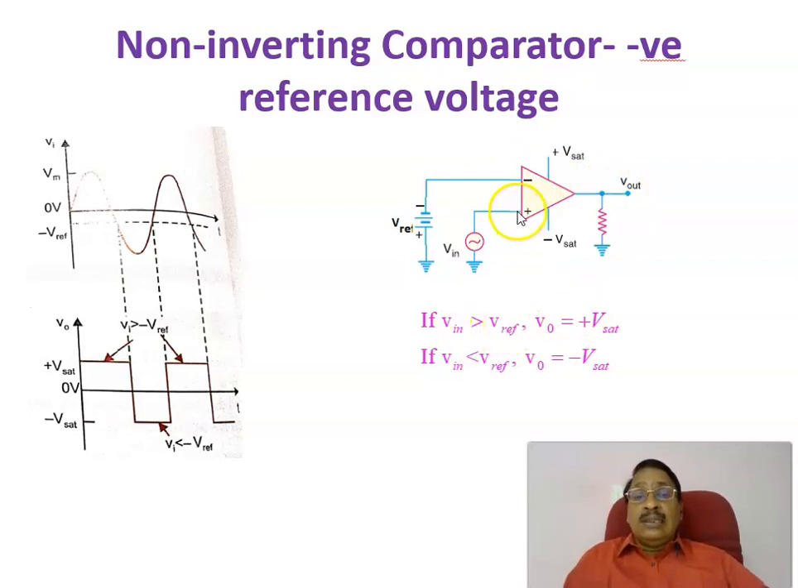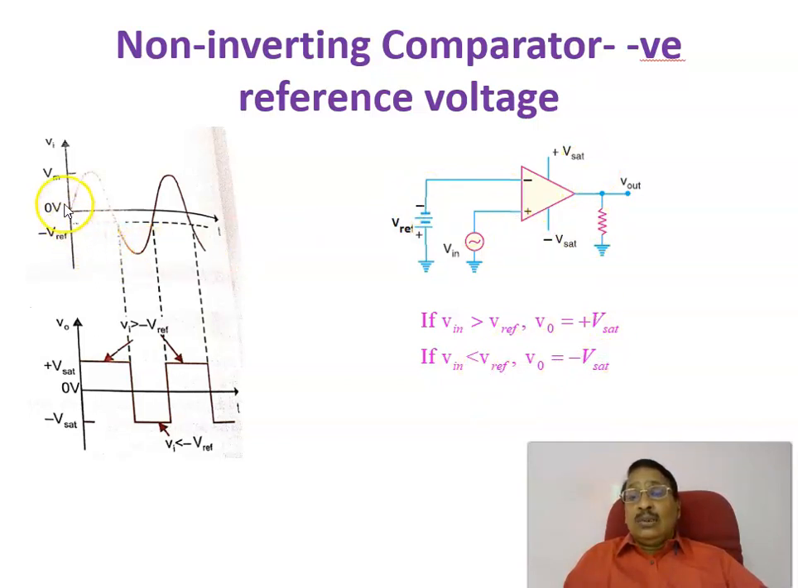This is a non-inverting comparator with a negative reference voltage. Same thing here. When input voltage is more than V reference, output voltage equals plus Vsat. And if input voltage is less than V reference, output voltage equals minus Vsat. What I want to explain is, previously I told you about the inverting comparator. For a non-inverting comparator, the rule is the same as the previous one: if input voltage is more than reference voltage, output voltage equals plus Vsat; if input voltage is less than V reference, output voltage equals minus Vsat.